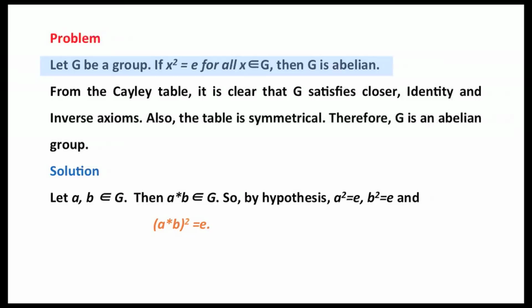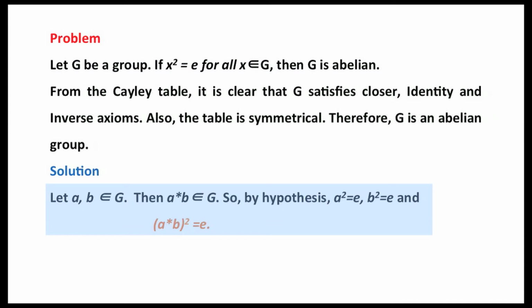There are some results based on abelian groups which we have to verify by ourselves. We shall see some examples. Let G be a group. If x squared equals e for all x belonging to G, then G is abelian. Solution. Let a, b belong to G, then a times b belongs to G.